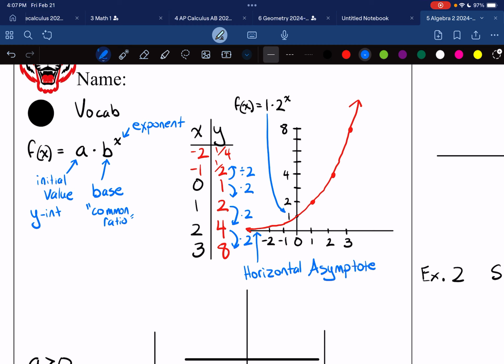Asymptote is spelled crazy. We just randomly stuck in a P for good measure, but it's called asymptote, as if the P was never there. It's a silent P. Don't know why. So if you ever see asymptote, just pretend the P is not there. Asymptote. There we go. So it's a horizontal asymptote.